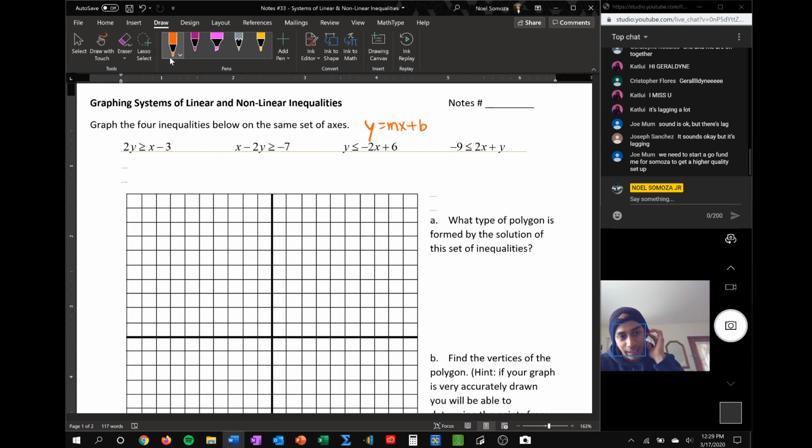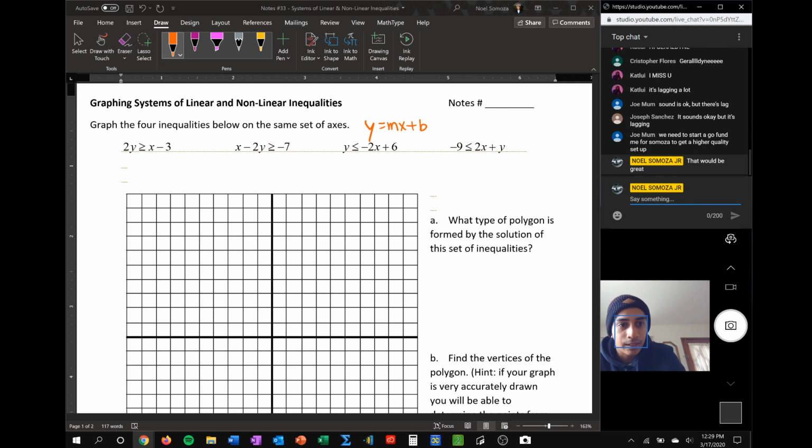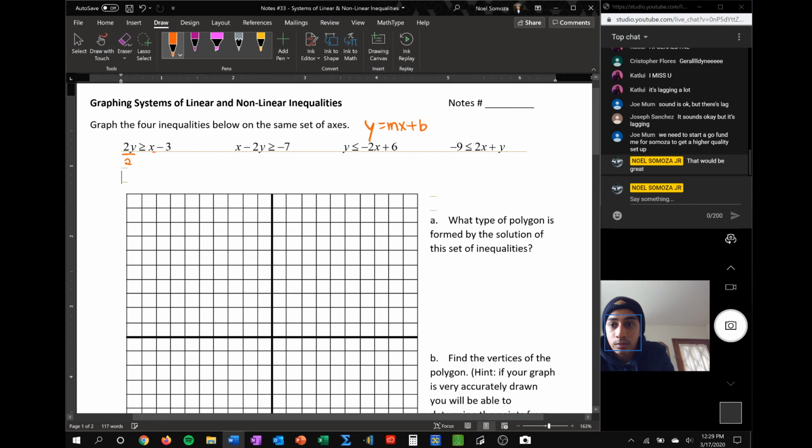Starting with this setup, we want to get everything into y equals mx plus b. For the first one, notice I have a 2y, so I want to get rid of that 2, so I divide everything by 2. The 2's cancel, and now we're left with y is greater than or equal to x over 2 minus 3 over 2.